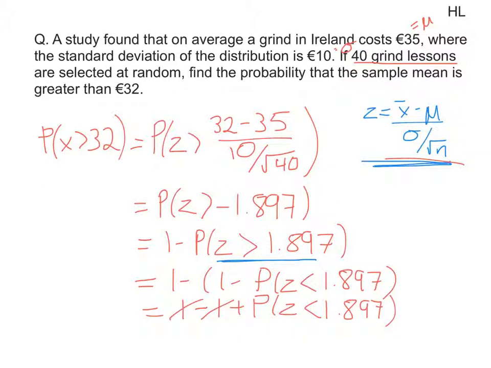On page 37 of the log tables, you'll find a normal distribution table that contains the z value for 1.9. There is no z value given for 1.897, so we round to 1.9, which is the closest z value in our normal distribution table. And that gives us a probability value of 0.9713. So the probability x bar is greater than €32 is 0.9713.